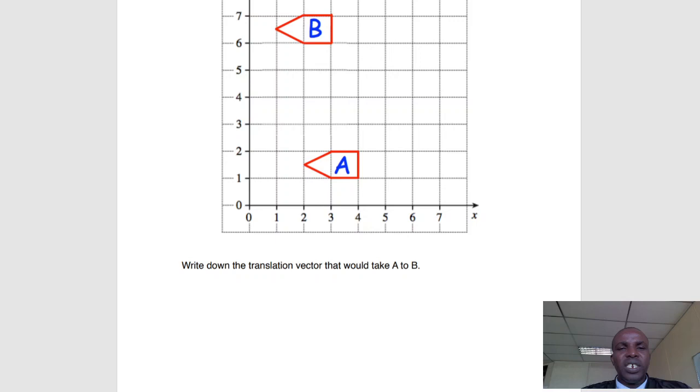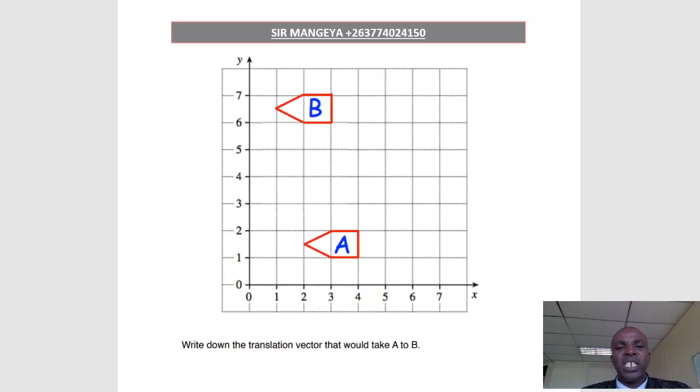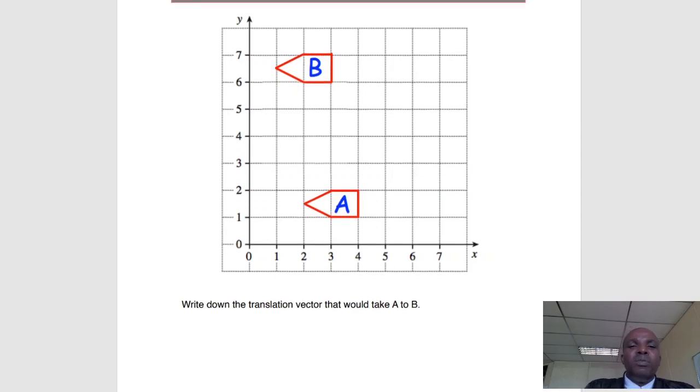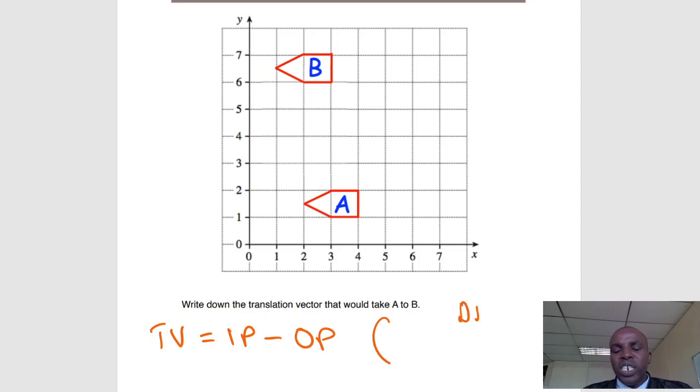Right, now this one, we have a shape that is already drawn for you. That's the image. Write down the translation vector that would take A to B. So use the formula. Translation vector equals image point minus original point. Because we said original point plus translation vector equals image point. That's our formula. So if you want to find the vector, you take the original point to the other side.